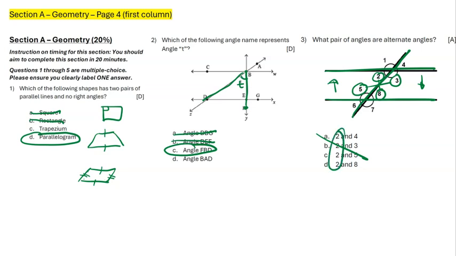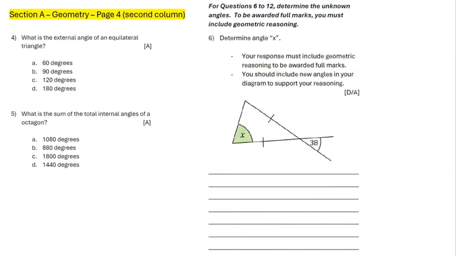You can see all of them have a 2 in it, so we know it's not going to be the 5-3 combo. That must mean it's going to be the 2-8 combo. So now to question number 4. What is the external angle of an equilateral triangle?